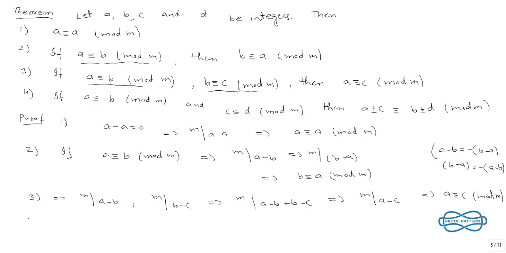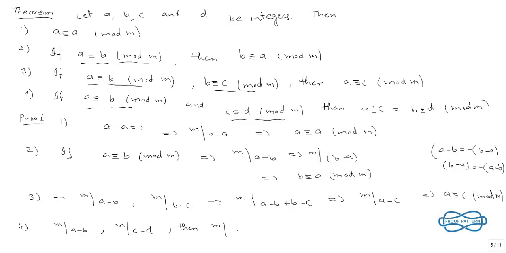Alright. Now the fourth property. The proof of the fourth property is that it is given that A is congruent to B and C is congruent to D. So m divides A minus B and m divides C minus D. Then m divides their sum as well as their difference.